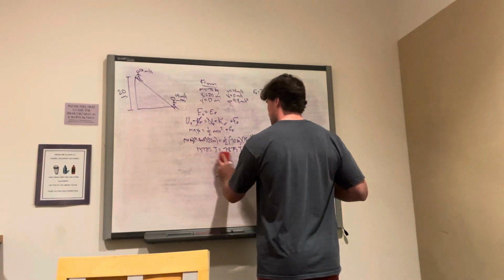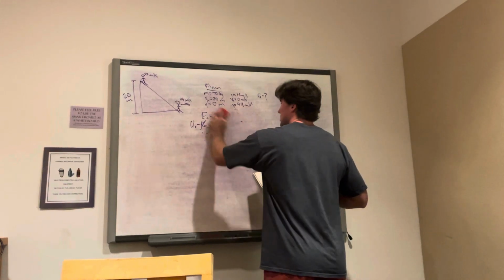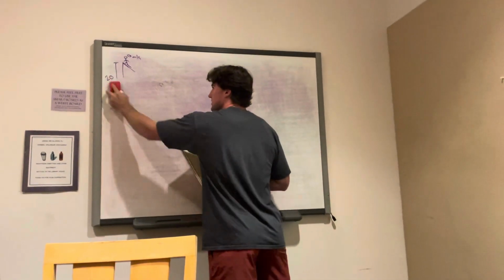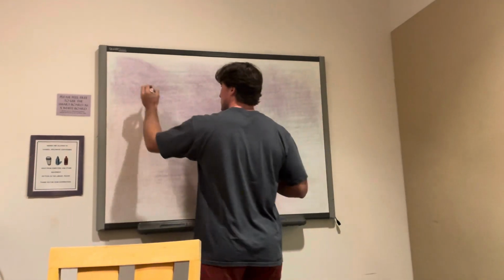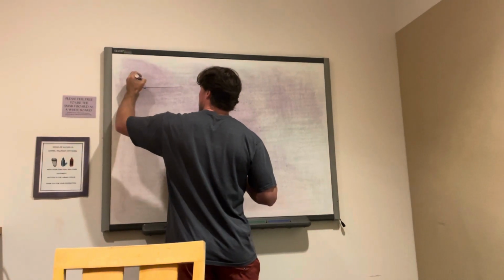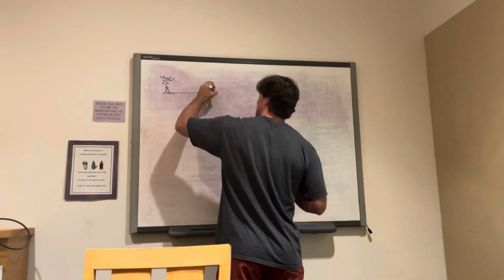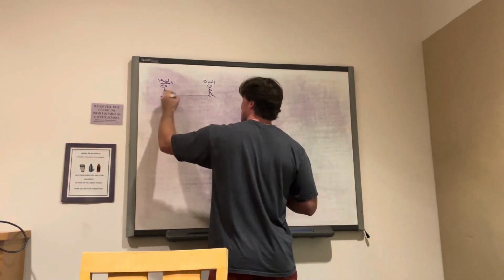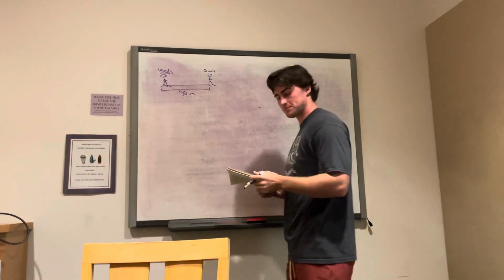So the second part of the problem, we want to find the force of friction required to stop the skier completely after a distance of 30 meters. So the setup for this, we have our flat ground with our skier going a speed of 15 meters per second and a final speed of 0 meters per second with a distance of 30 meters.